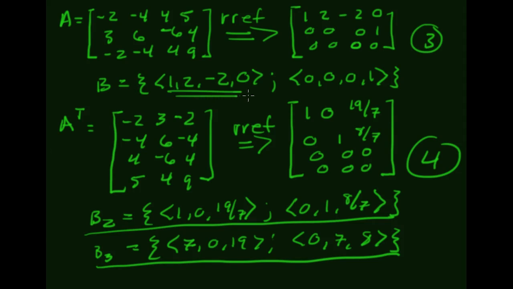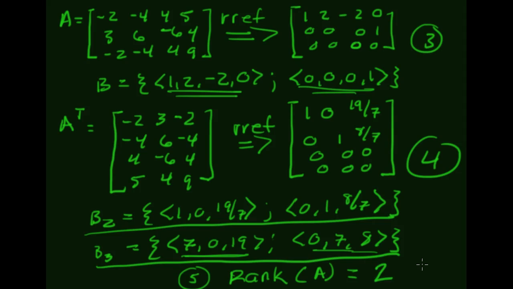Since the basis of the row space has 2 elements, the basis of the column space has 2 elements, the answer to problem number 5 is the rank. And the rank of A is the size of either its row space or its column space, which is 2. The dimension of the row space or the column space, which is 2. So there you go. That's 3, 4, and 5.